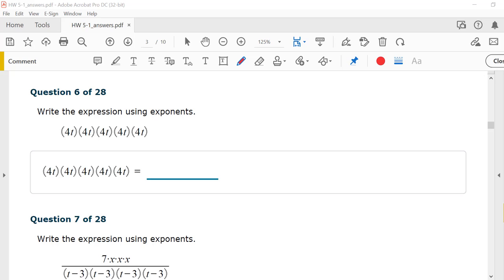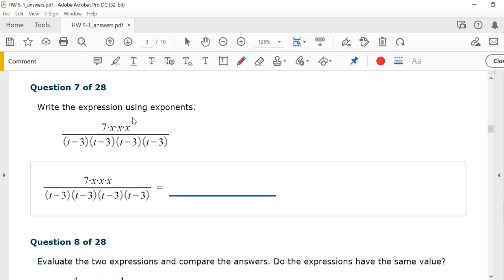Number 6, write the expression using exponents. I have the quantity of 4t times 4t times 4t times 4t times 4t. So I'm doing 4t, and I want the exponent of 5. Yes, I'm doing 4t times itself 5 times, so I can write that using exponents as parentheses, 4t, close parentheses, to the 5th power.